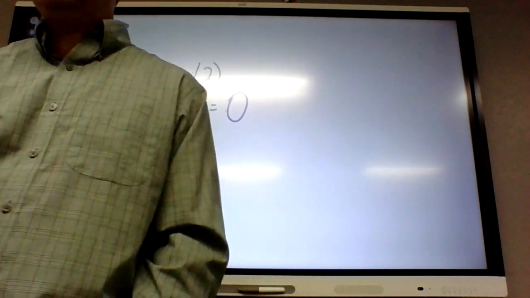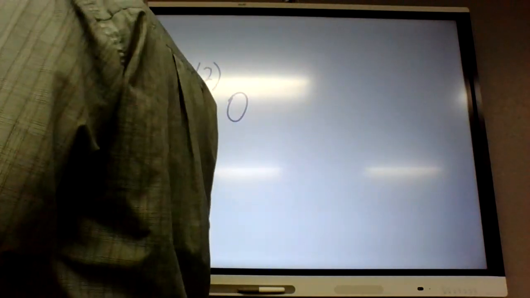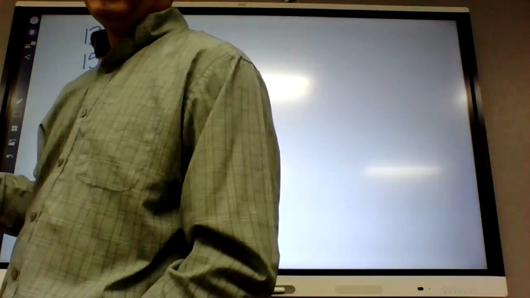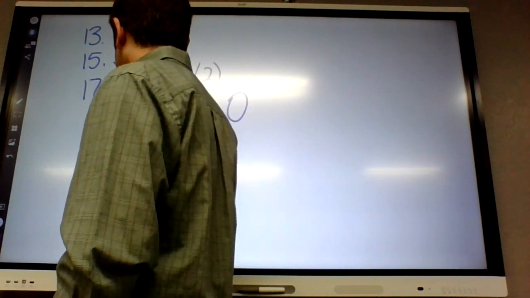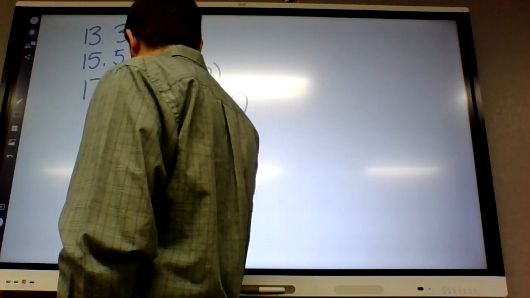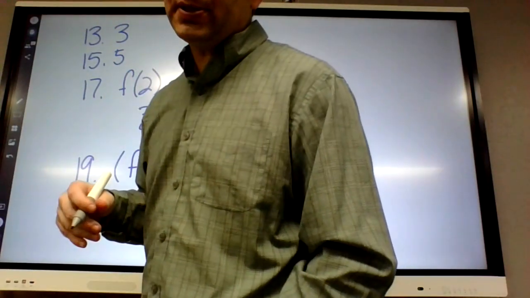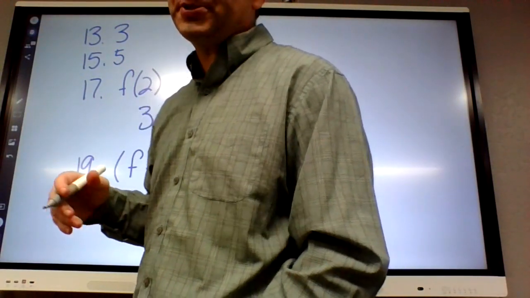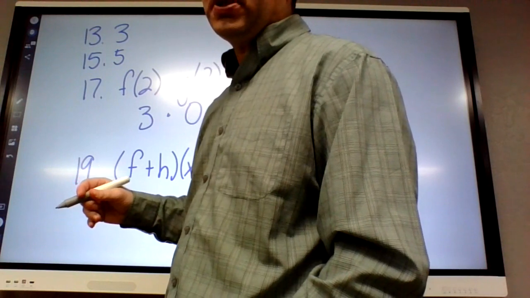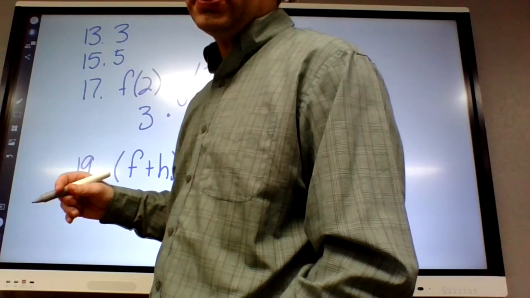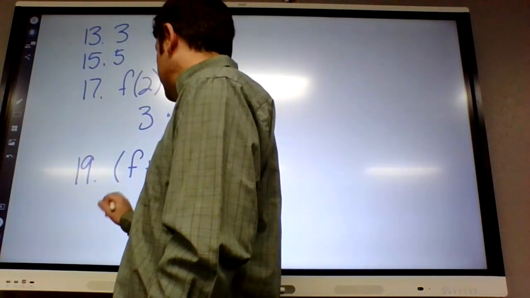It's kind of like the first 12. 19 through 24, the A part, is like the first 12. The B part, I'll explain here in a second. So it says f plus h of x. So we've got to simplify this. f of x is, where is it? Up at the top. 2x minus 1 plus x squared plus 3x minus 10.